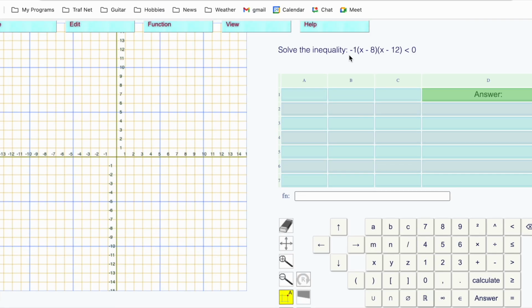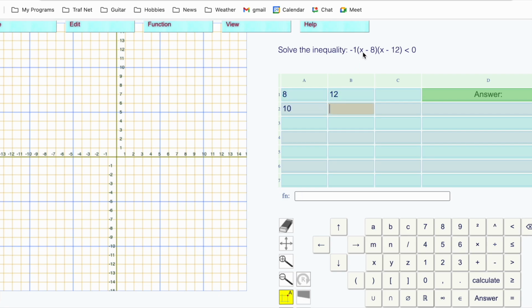Level 9, solve the inequality, -1 times (x - 8) times (x - 12) is less than 0. We're looking at a parabola where the a is negative, so it's opening down, and we have the zeros, positive 8 and positive 12. The vertex, the h is going to be between the 8 and the 12, which is 8 plus 2 is 10, and 10 plus 2 is 12, so it's going to be 10. But I can just take the average, so 8 plus 12 is 20, divided by 2 is 10.